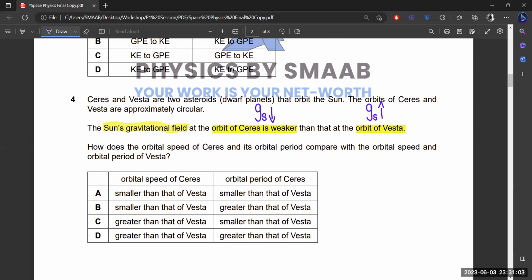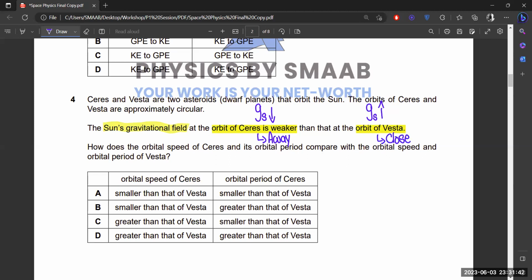And the question is, how does the orbital speed of Ceres and its orbital period compare with the orbital speed and the orbital period of Vesta? So now you need to compare the orbital speed and orbital time period of Ceres with Vesta, right? In the options, you see that there are two columns related to the orbital speed of Ceres and the orbital period of Ceres. According to that, we know that the gravitational field is weaker, so we know that it is far away from the sun. Again, the same concept from question number 1 and 2, and the other is close to the sun.